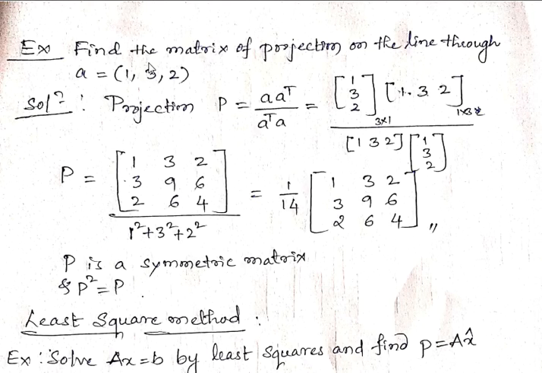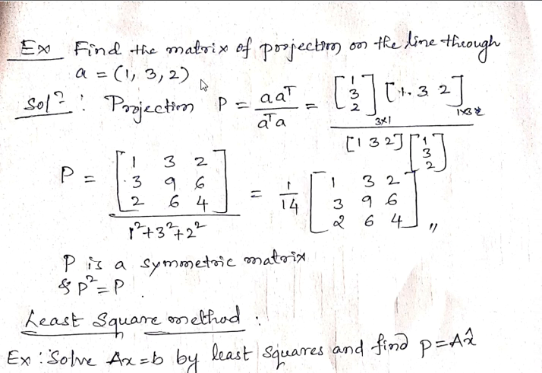Let's solve the problems on the least square method. The first problem is: find the matrix of projection on the line through A = (1, 3, 2). In this case, we know that x cap is equal to A transpose B divided by A transpose A.